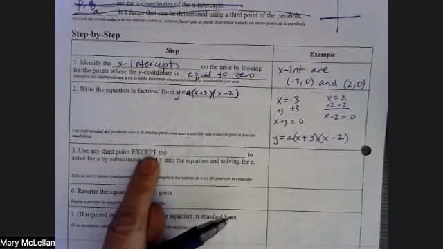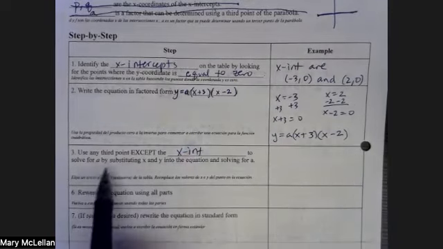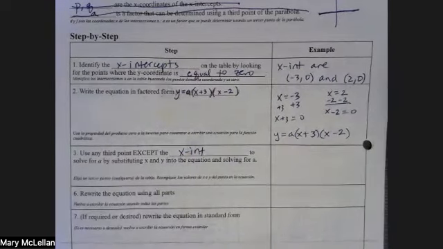Okay, next, we need to use any third point except the x-intercept to solve for a by substituting x and y into the equation. All right, the reason you can't use one of the x-intercepts, by the way, everybody, is because that would just send everything to 0 and it wouldn't get us what a equals. All right, I'm going to choose a third point from my table. I like (3, 12) because I like my points to be easy. And I like these, they're both positive and kind of small. So I'll use (3, 12).